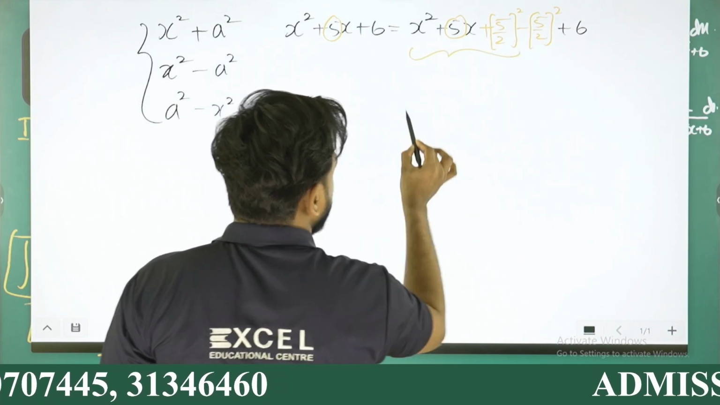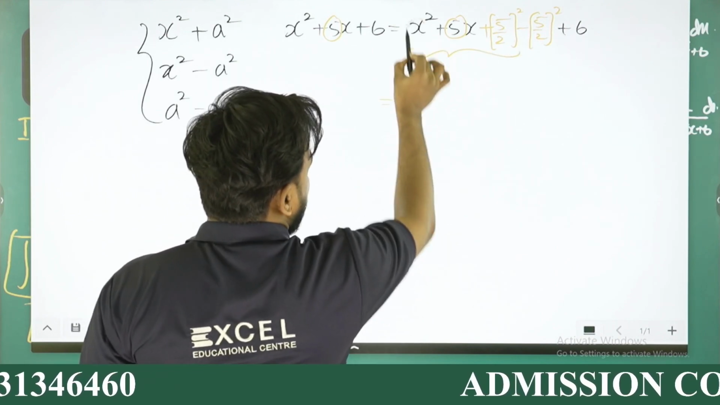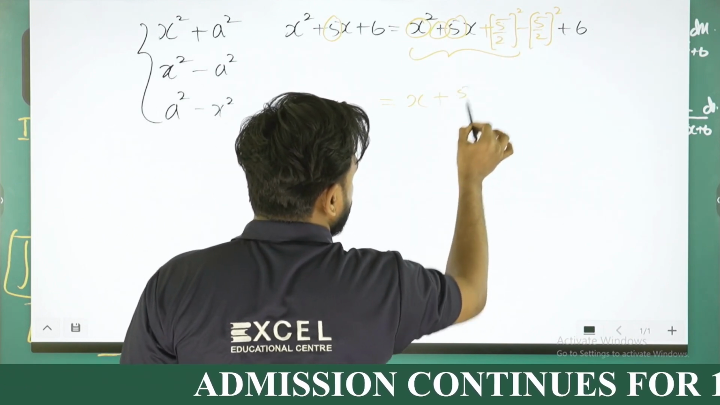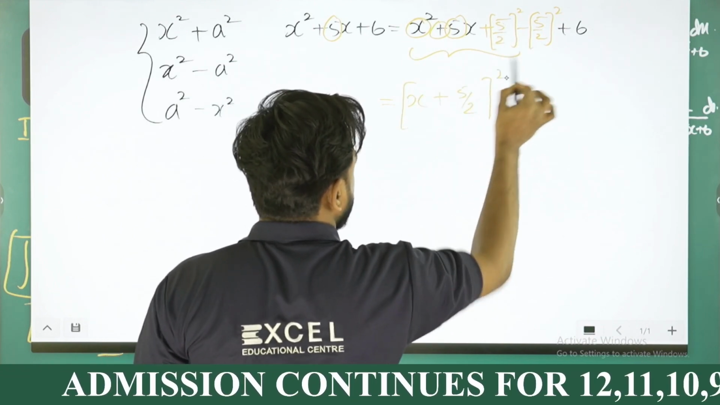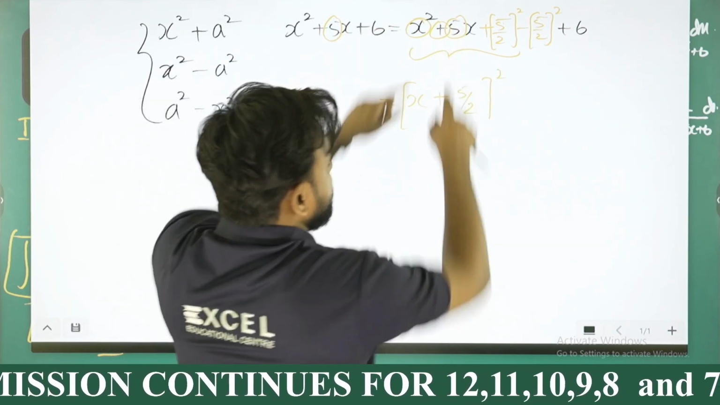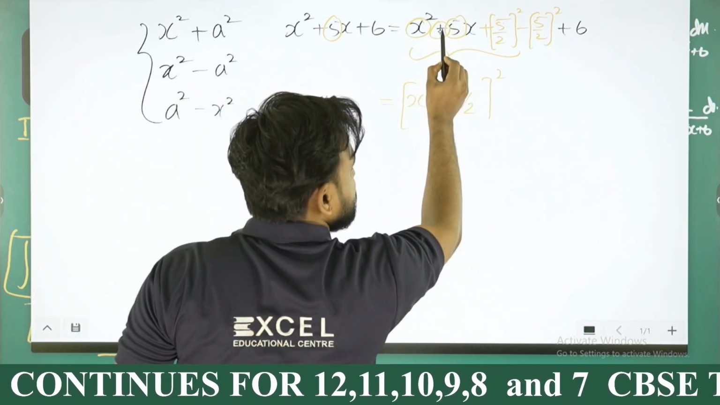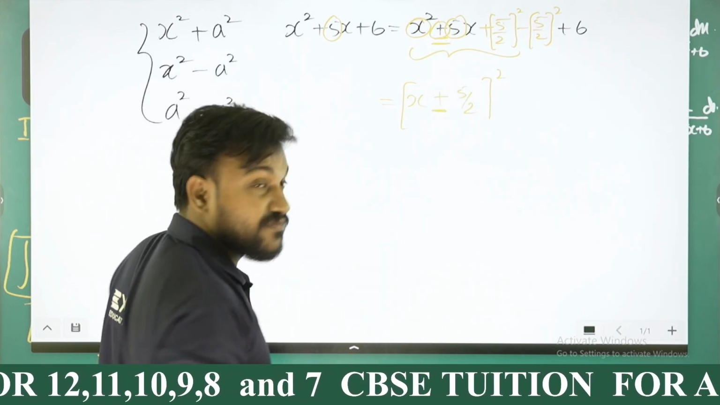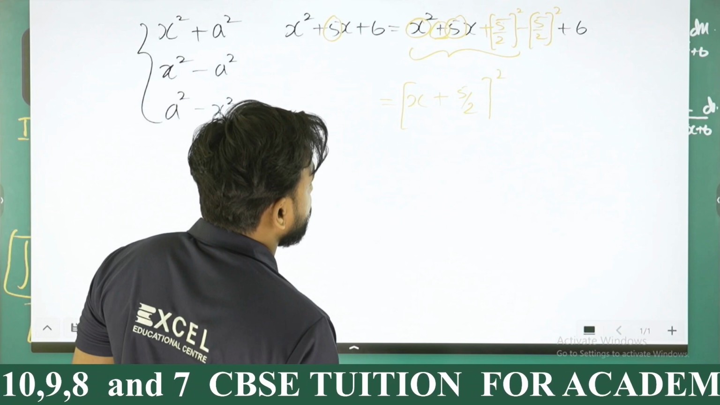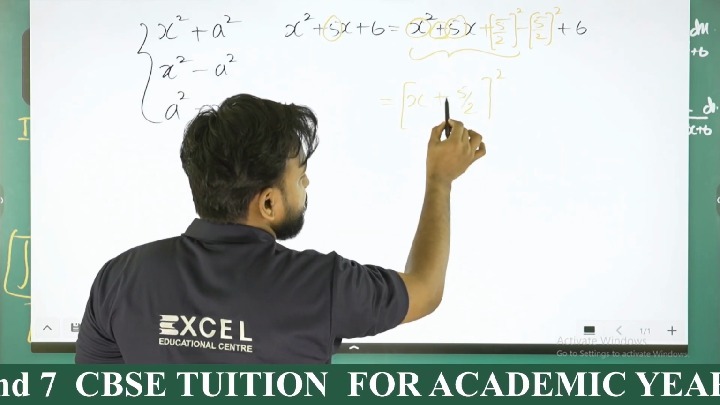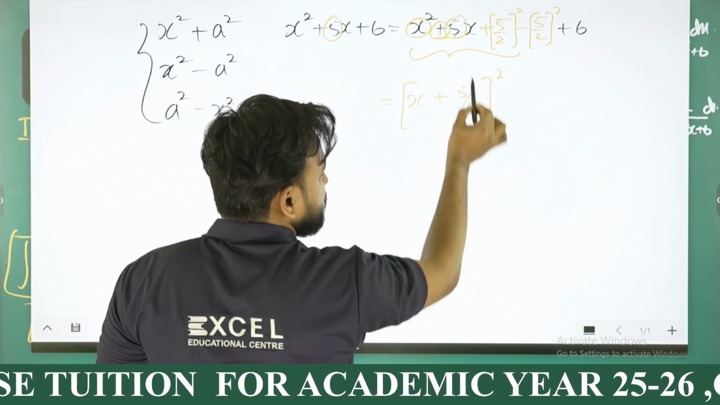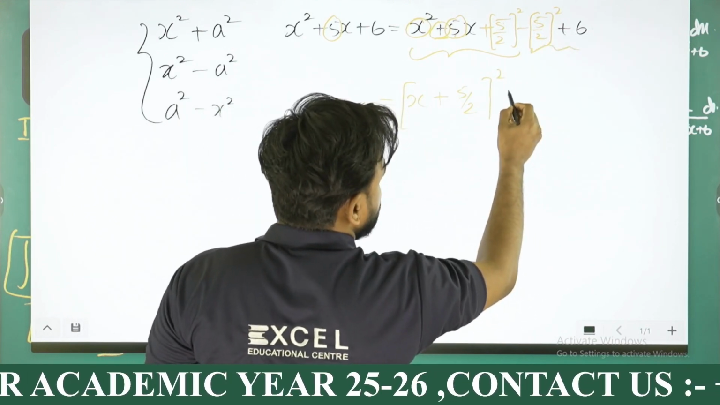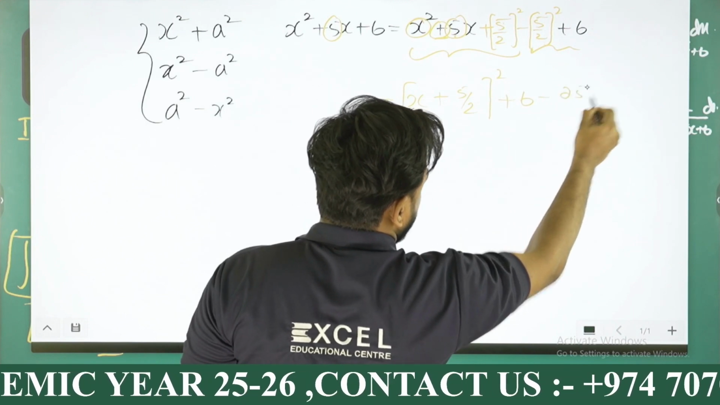And this term will become x plus 5 by 2 the whole square. If you expand this, you will get this. If the sign is negative, you have to put negative here: x minus 5 by 2 the whole square. Whatever the half of the coefficient of x is, that comes here. Then the remaining part will be plus 6 minus 25 by 4.